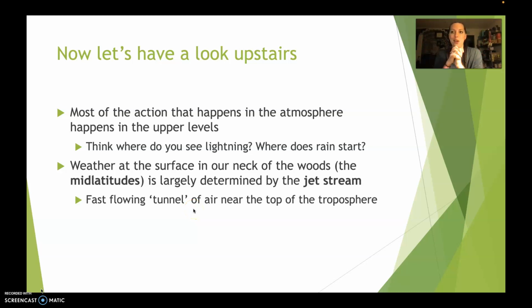Okay, so here's part 2. So now I want to give us a look of what happens upstairs. And when I mean upstairs, I mean in the upper atmosphere.